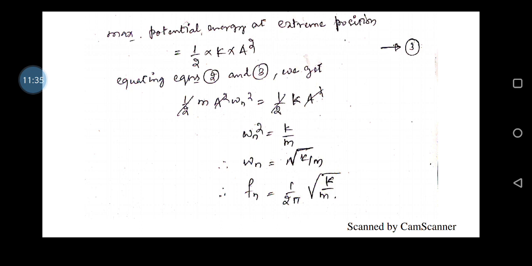So these are the three different methods to find out the natural frequency of a system. All these three methods are very important, and have been asked many times in the examination.